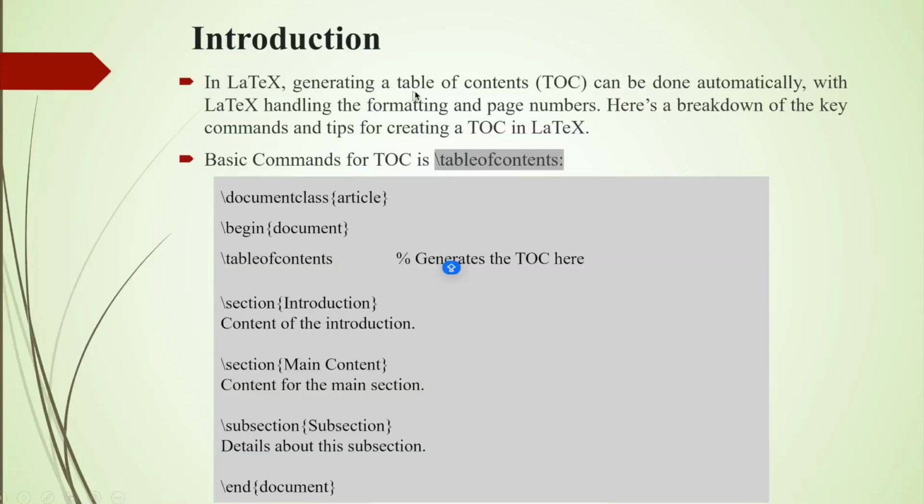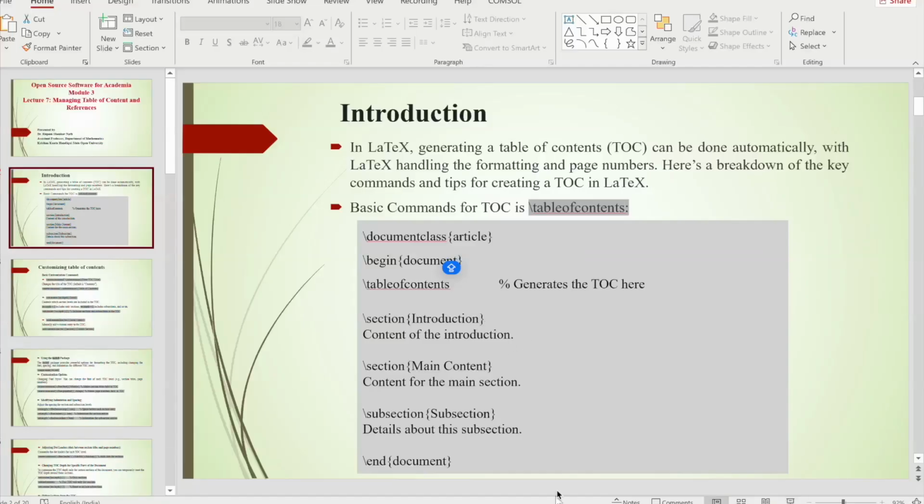In LaTeX, generating a table of contents can be done automatically, with LaTeX handling the formatting and page numbers. Here is a breakdown of the key commands and tips for creating a table of contents in LaTeX. The basic command for TOC is \tableofcontents, and we have to use this command after \begin{document}. Then it generates the table of contents, that means TOC. Let's see in a LaTeX file.